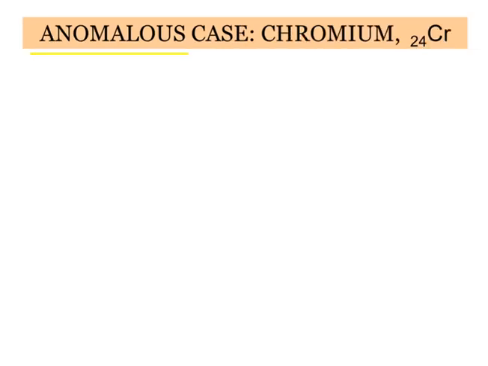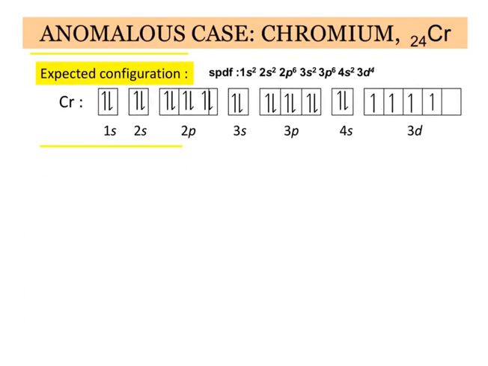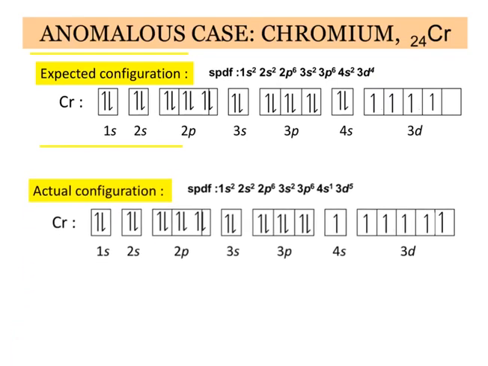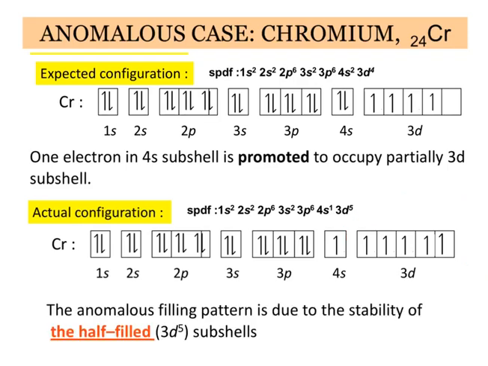Let's continue with the anomalous case of chromium. So this is the expected configuration for chromium. We can see that 4 electrons occupy the 3d orbital. But this is the actual configuration. What really happened is 1 electron in the 4s subshell is promoted to partially occupy the 3d subshell. As a result, a half-filled 3d5 orbital is formed. This half-filled 3d5 orbital is stable.